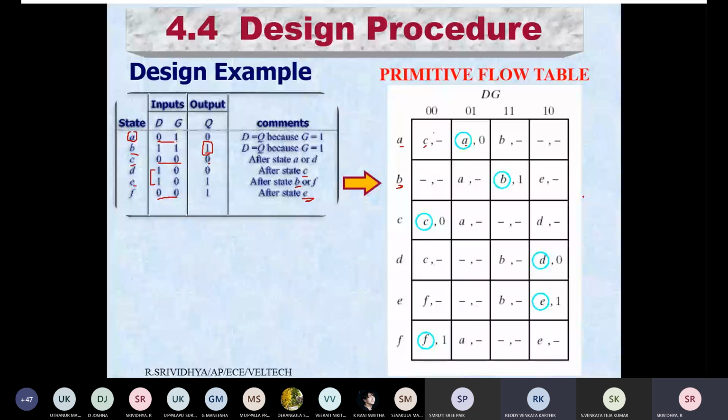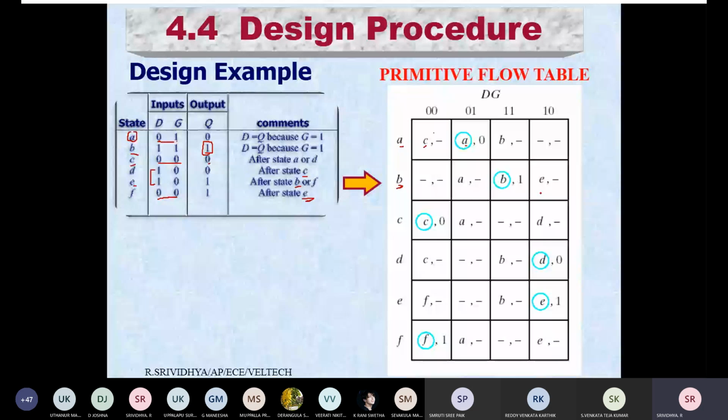See, ma'am, the base fundamental of design is this table only. If you make any mistake in this table, if for a dash you put a one instead, it makes a big impact in your upcoming design. So only I'm explaining each and everything in minute detail.